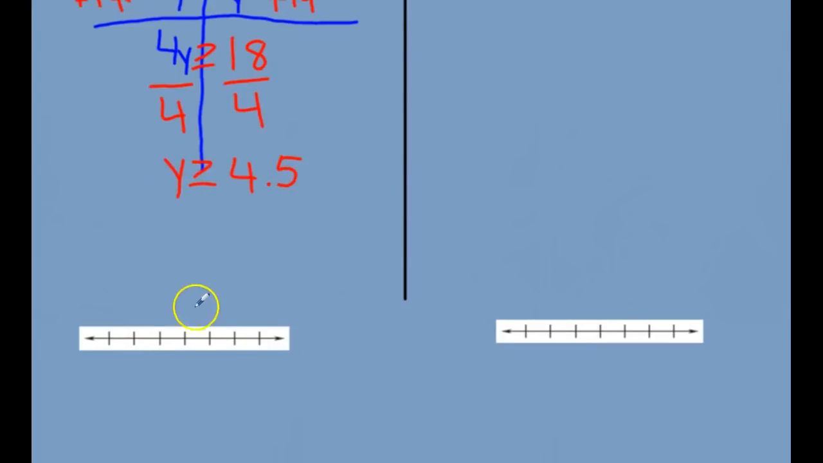4.5 will go down here. We have a closed circle because we have an or equal to. Something greater than 4.5 could be 5, and something less than could be 4. And our arrow is pointing to the right.